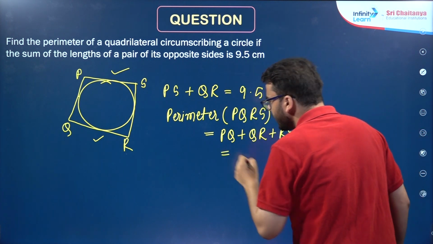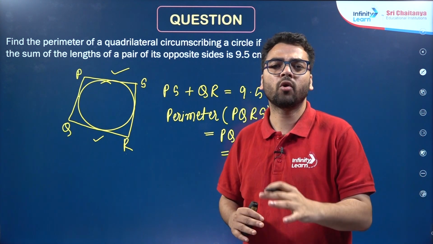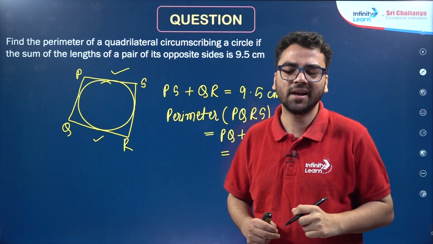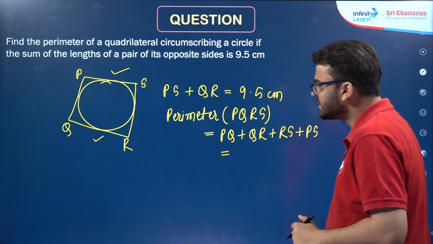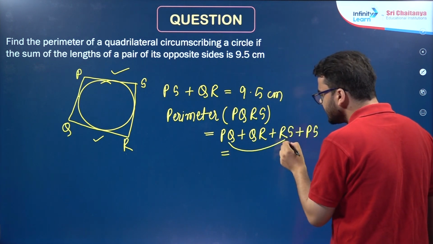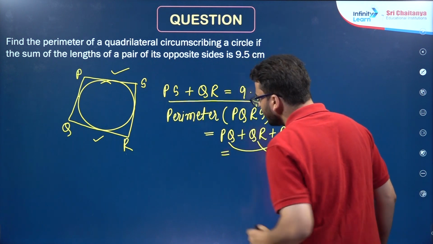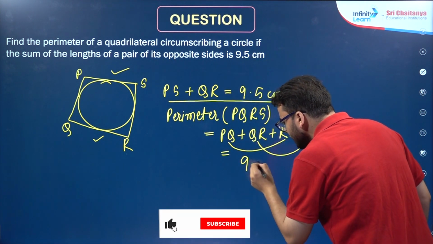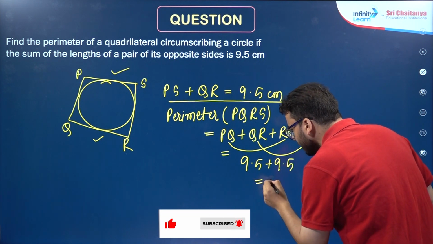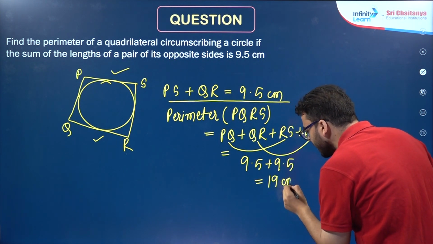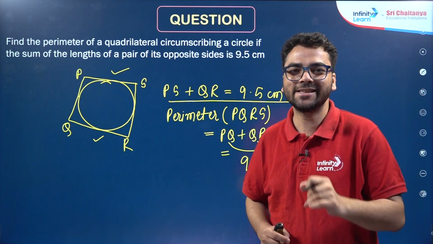Now you see over here, we have seen in the previous slide that if a quadrilateral is circumscribing a circle, then the sum of the lengths of opposite sides is equal. So we can say PQ plus RS is equal to QR plus PS. And QR plus PS we already know. So we can say that the answer is 9.5 plus 9.5, that is 19 centimeter. So the perimeter of this quadrilateral is 19 centimeter.